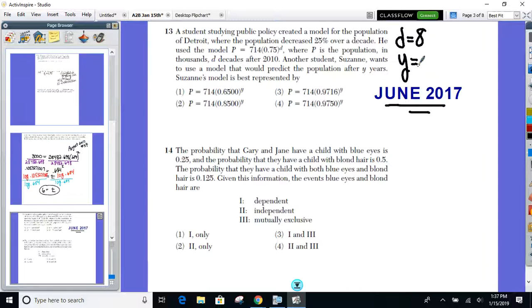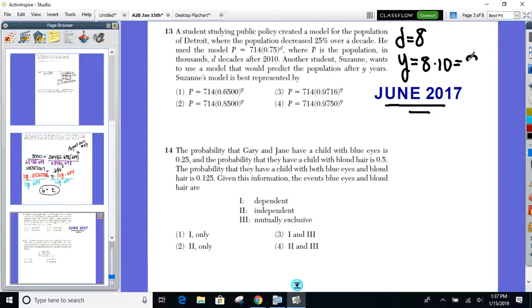What did D mean again? Decades, and Y was years. So if we're going to do it this way, we need to know how many years are in a decade. It is 10, yes. So if I plugged in 8 decades, how many years do I need to now plug in? 80, yes, 8 times 10.